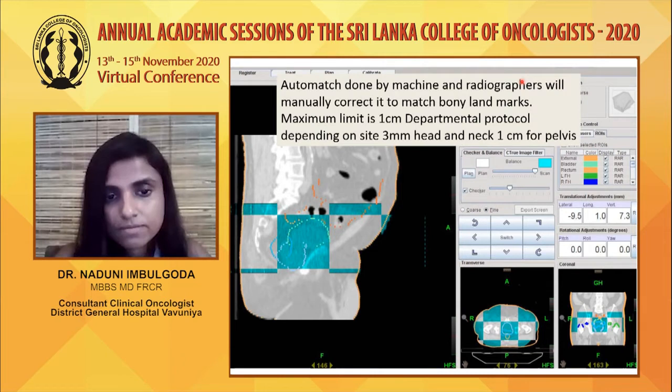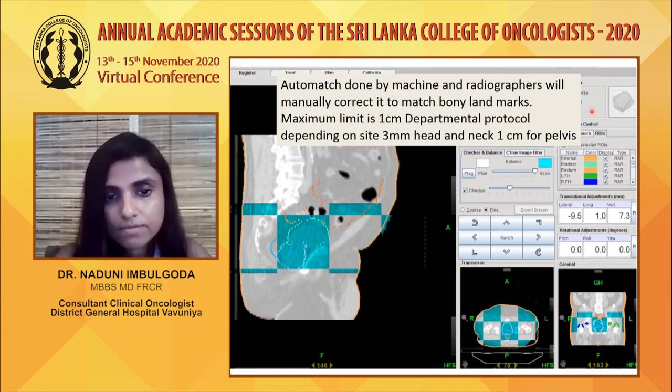So the auto match is done by the machine, and radiographers will manually correct it to match to bony landmarks. The maximum limit that radiographers can adjust is 1 centimeter for the machine, but there are departmental protocols that the radiographers can actually match. So for head and neck, probably 3 millimeters, and pelvis 1 centimeter, depends on each department.